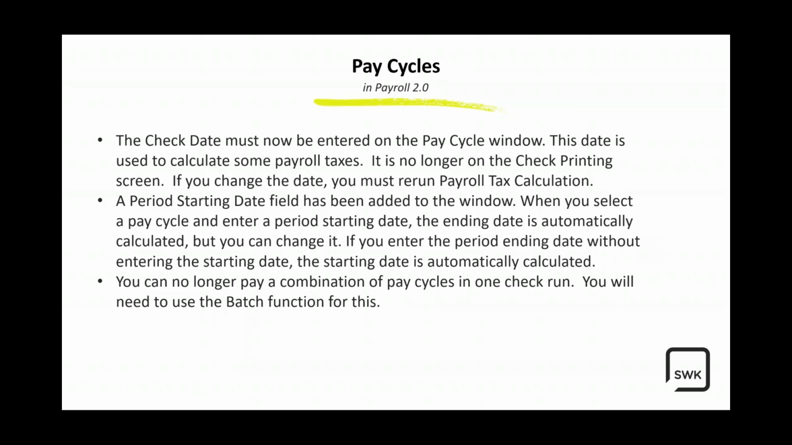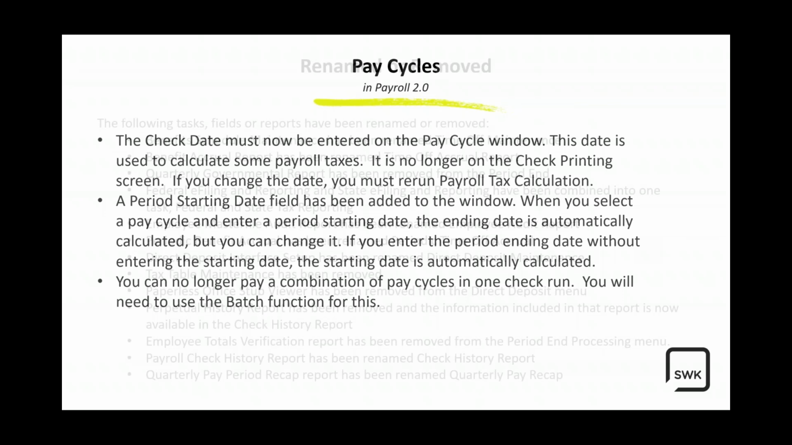So if you used to combine your bi-weeklies and your monthlies all into the same run, you won't be able to do that. That's one of the drawbacks. You'll have to use the batch function and run a cycle of bi-monthlies and then a cycle of monthlies if they both happen to run and have to have the pay cut on the same date.